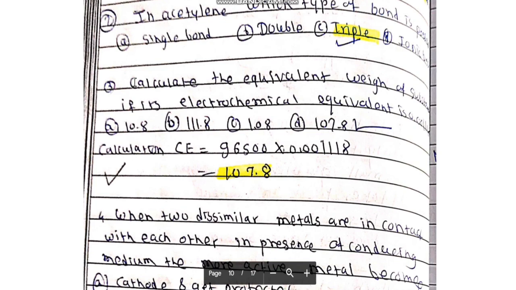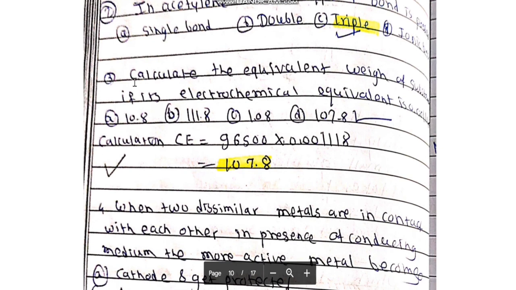Calculate the equivalent weight of substance if its electrochemical equivalent is 0.00118. Then this is the equivalent weight, that is 107.8. Use relation between Faraday's first and second law, that is C is equal to 96,500 into ECE.